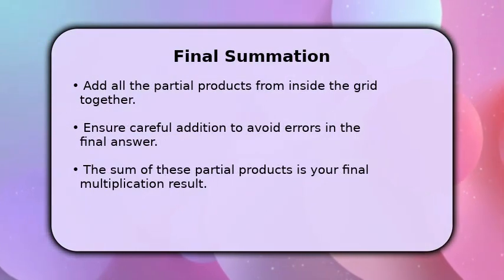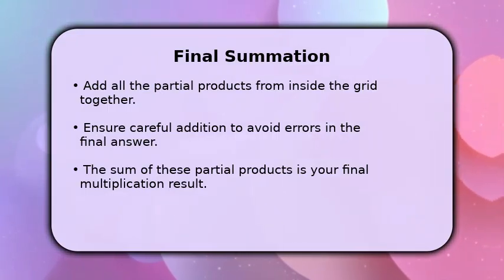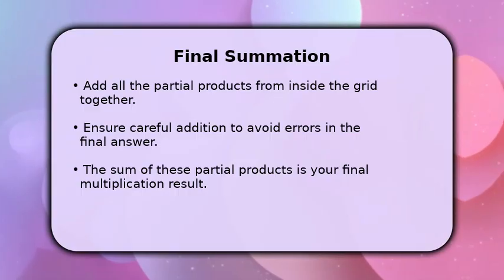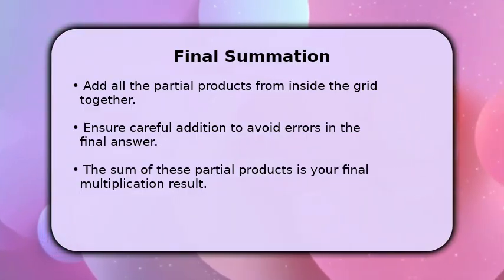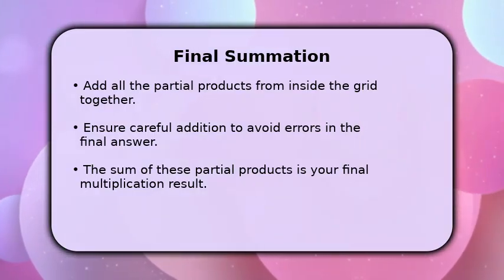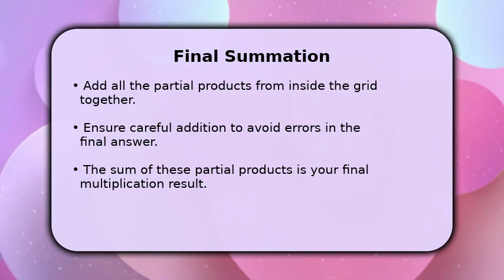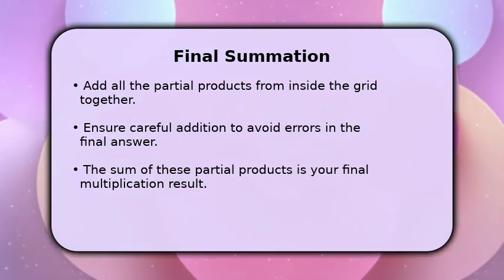Finally, gather all the partial products you calculated within your grid. Add these 4 numbers together carefully. For example, if your partial products were 600, 80, 140, and 28, you would add them up. The sum of these numbers, which would be 848, gives you the complete and accurate answer to your original multiplication problem.